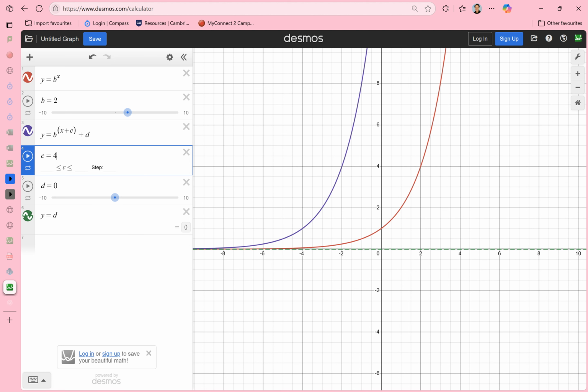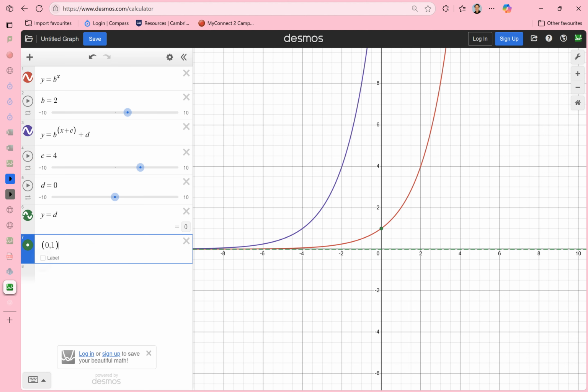But -4, if it's negative, it means it should move to the left. When you look at the graph, can you see how it's moved to the left? If the original point was at (0, 1), if you move it to the left, I expect that now it should be (-4, 1). See that? The original graph had (0, 1), that's your y-intercept. But if I shift it to the left, that particular coordinate should now be at (-4, 1). There we go.